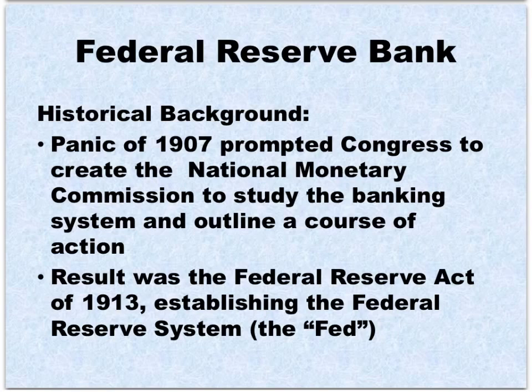There was a major financial panic, 1907, the Panic of 1907. It was brief but severe, and it was resolved by the machinations of John Pierpont Morgan, a private banker who arranged a bailout for the nation. And Congress said, we need to look at this. We shouldn't be relying on a private individual. And they created something called the National Monetary Commission to study the banking system and outline a course of action. And it was a good commission. The results were some recommendations that were crafted into the Federal Reserve Act of 1913, signed by Woodrow Wilson, which established the Federal Reserve System, which is commonly called the Fed.